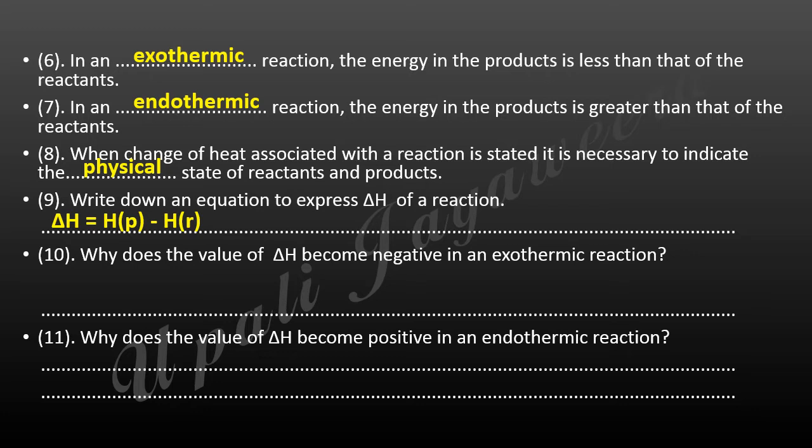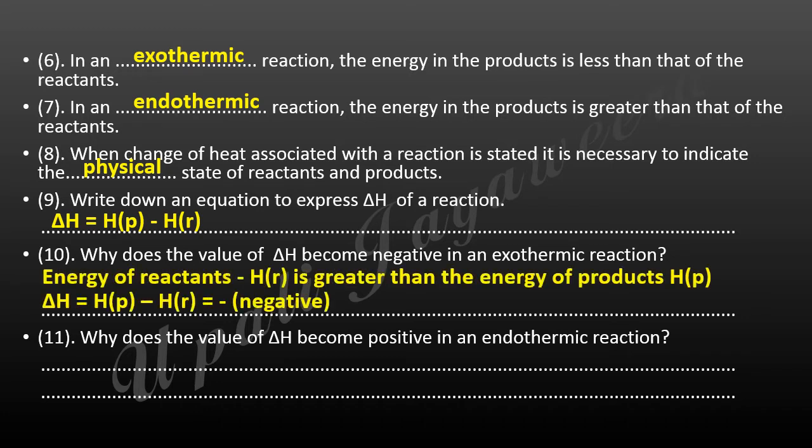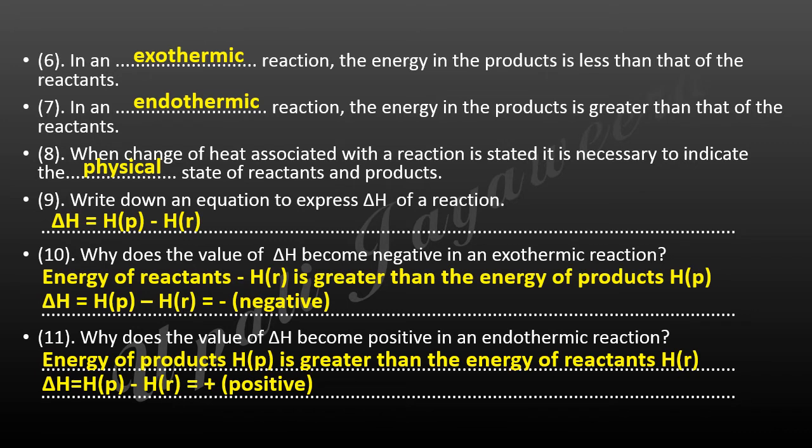Number 10. Why does the value of delta H become negative in an exothermic reaction? Energy of reactants is greater than the energy of products. So delta H equals HP minus HR is a negative value. Number 11. Why does the value of delta H become positive in an endothermic reaction? Energy of products HP is greater than the energy of reactants HR. Delta H equals HP minus HR, so it is a positive value.